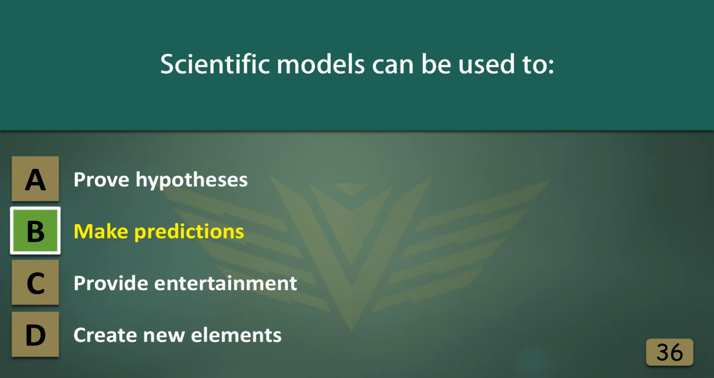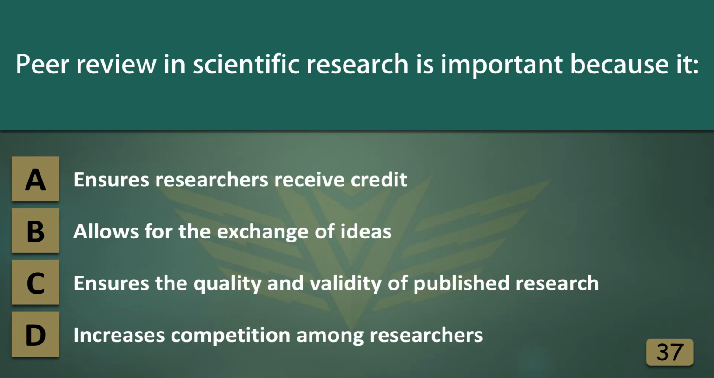guide further research. Peer review in scientific research is important because it A. Ensures researchers receive credit. B. Allows for the exchange of ideas. C. Ensures the quality and validity of published research. D. Increases competition among researchers. The correct answer is C. Ensures the quality and validity of published research. Peer review is important because it ensures the quality and validity of published research by having other experts in the field evaluate the work before publication.